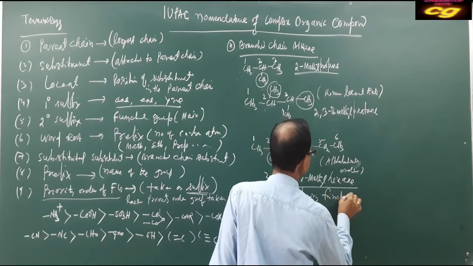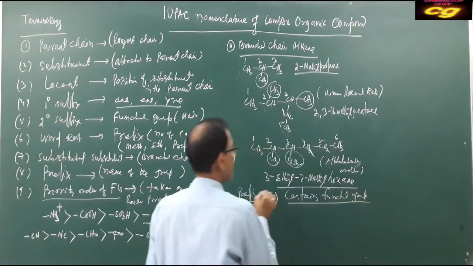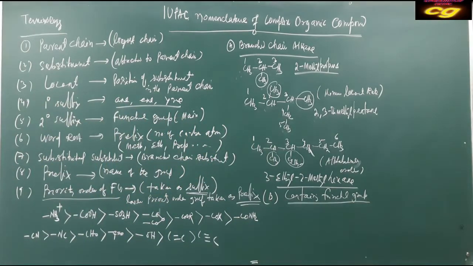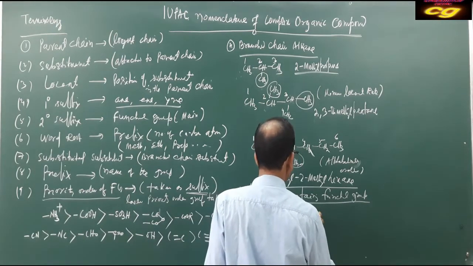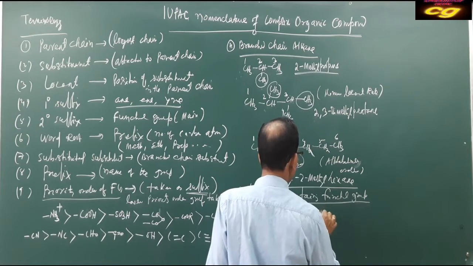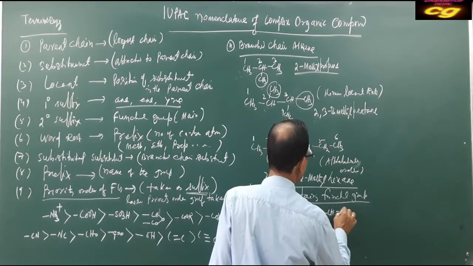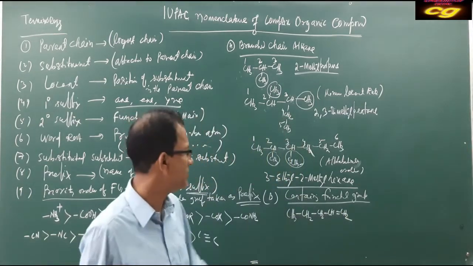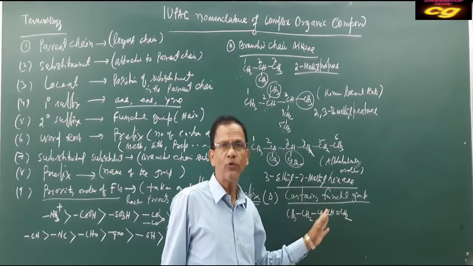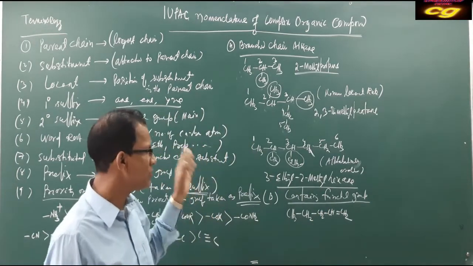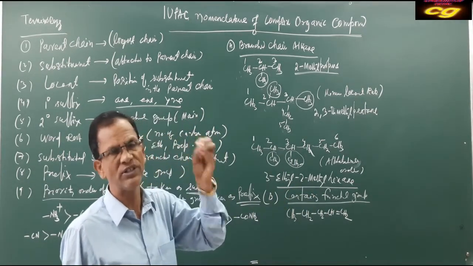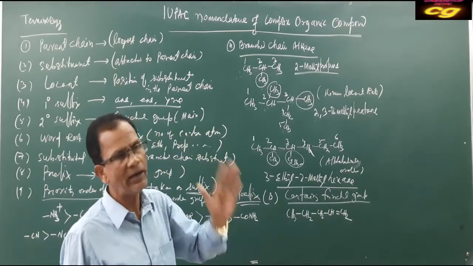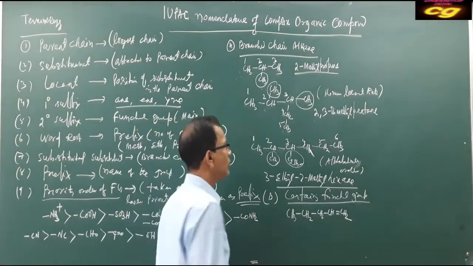Containing functional groups. If functional group is there, for example, let us start like this. Suppose CH3, CH, CH2, CH2, CH, double bond, CH2. Here the functional group is double bond. If functional group is there, the rule states that you have to count in such a way that the locant of the functional group should be minimum. The minimum locant rule is always applicable. It is always applied, the minimum locant rule. So here you have to count like this.